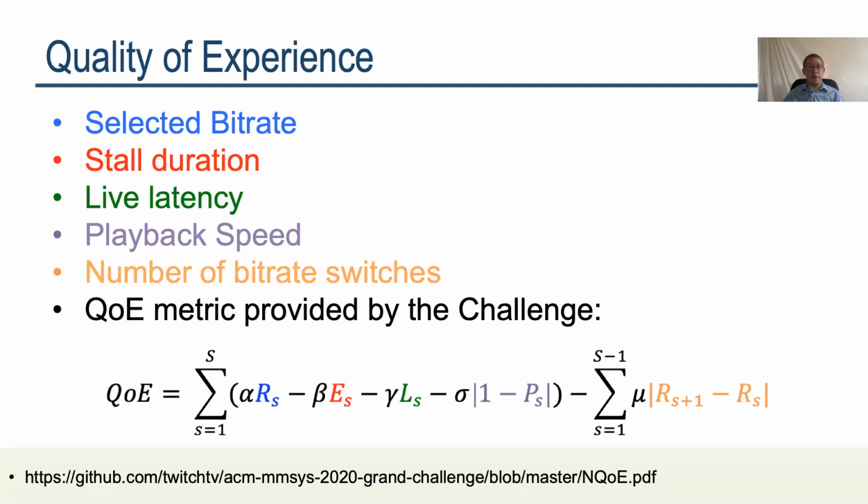We focused on 5 metrics for our evaluation criteria, including selected bitrate, stall duration, live latency, playback speed, and number of bitrate switches. Overall, a QoE metric was provided by the challenge that combines these metrics into one QoE metric. A detailed description of the weights of each of these components is described in our paper, as well as the metric description shown in the link at the bottom of the slide.